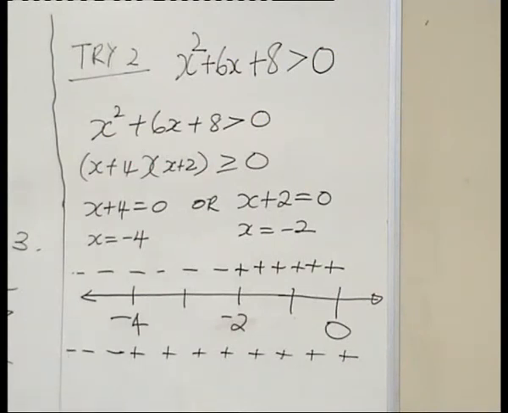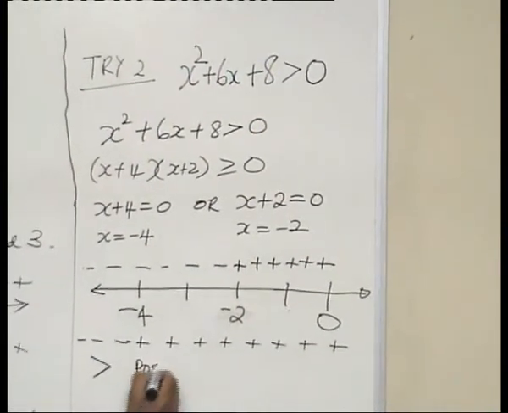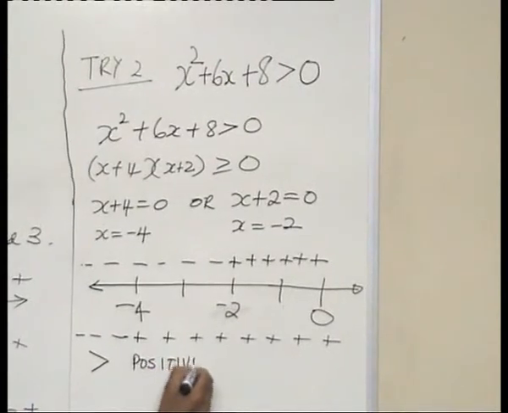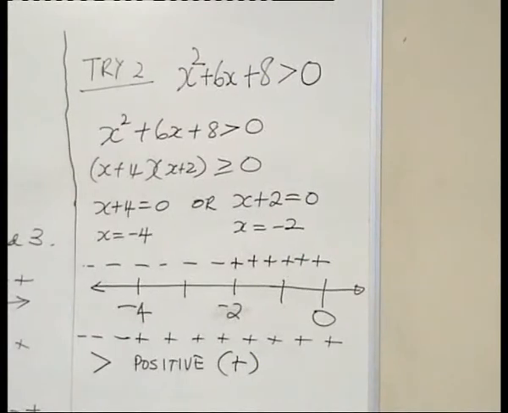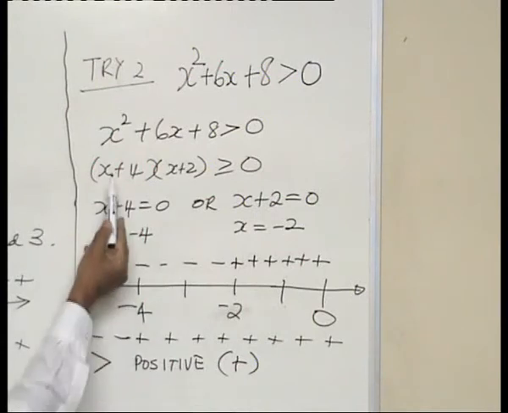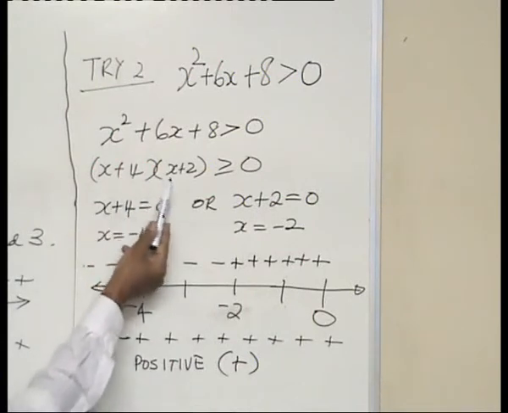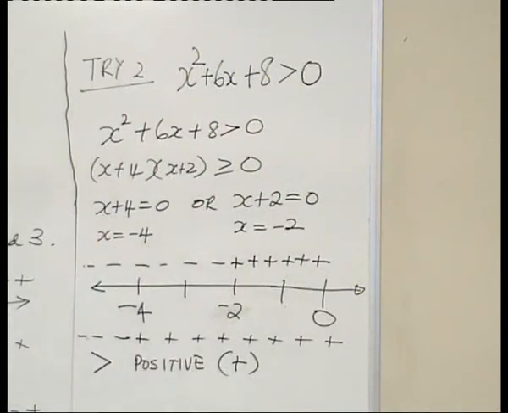Now let's look at the question. The question says we're looking for greater than. Greater than means we're looking for a positive result. Means we're looking for a plus result. So, we try. A negative times a negative. You see, when I'm saying negative times negative, I am saying that when this bracket is negative and that bracket is negative, and we multiply it, it becomes positive.